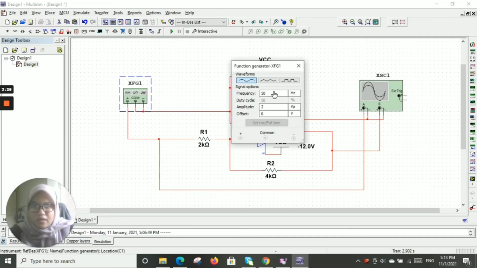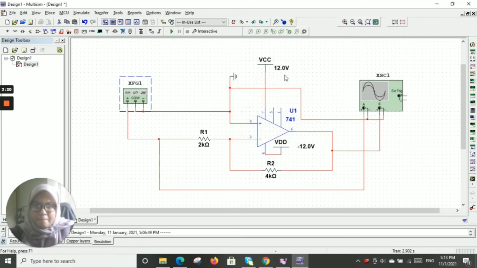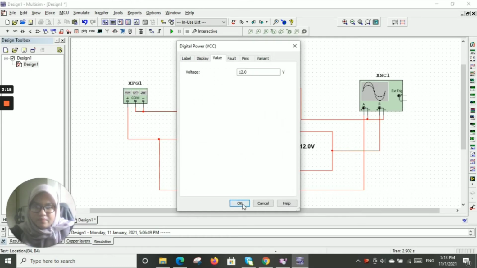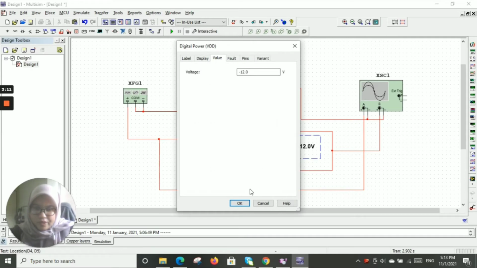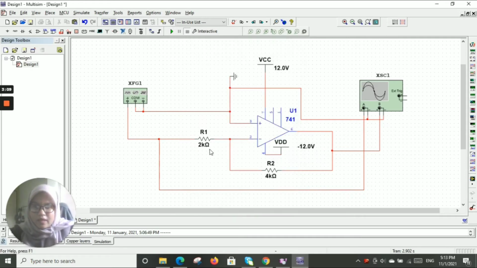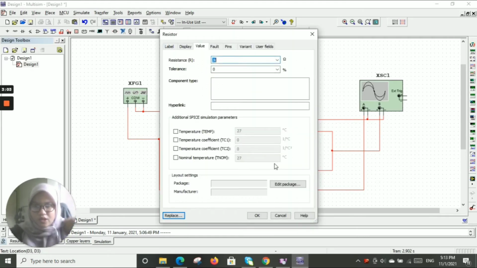So we set the frequency to 50 Hz and 2 volt amplitude in sine waveform, VCC is set to 12 volt, VDD is set to -12 volt, and then R1 is set to 2 kilo-ohm, and R2 is 4 kilo-ohm.